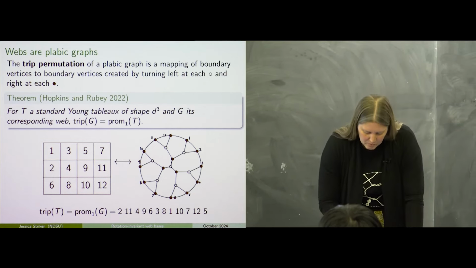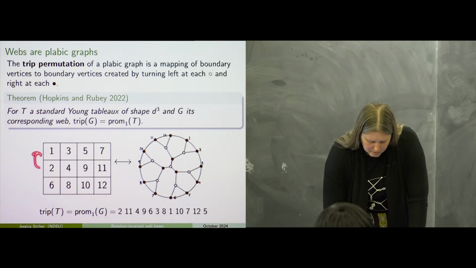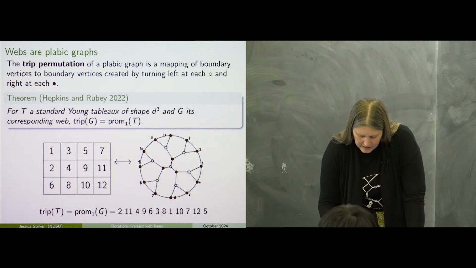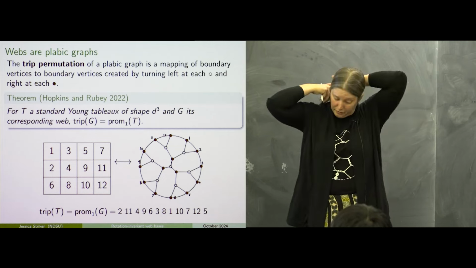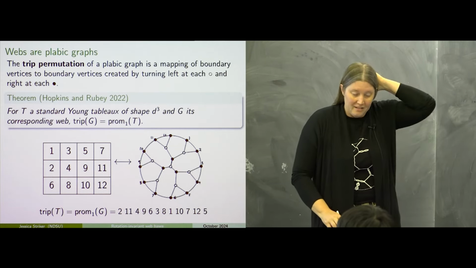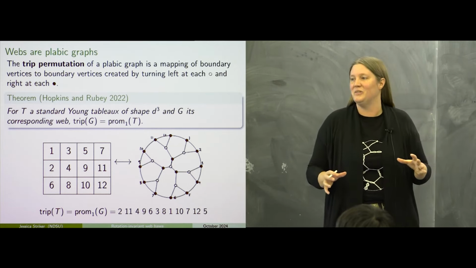Okay, so they were looking at what moves from row 2 to row 1 in each iteration of promotion, and that turns out to match up exactly with this trip permutation. So this is the trip equals prom property for 3-row tableau. So this was the thing that we could use as a guide.